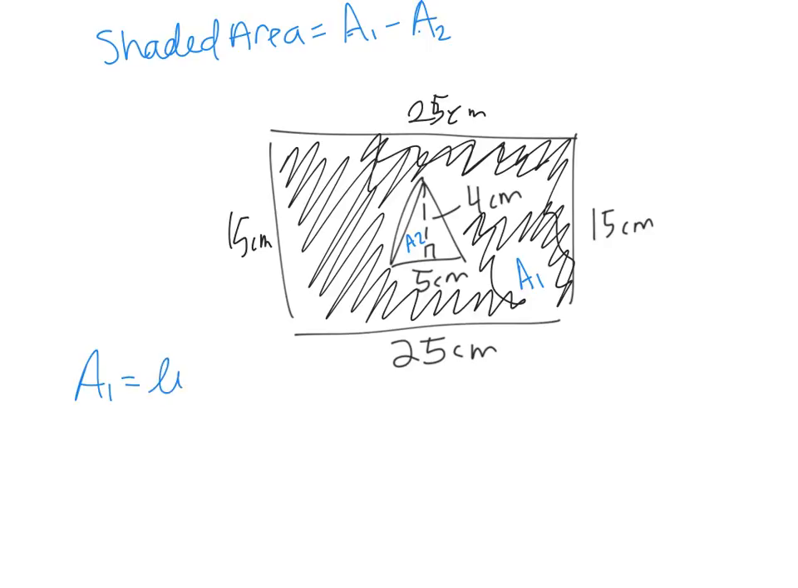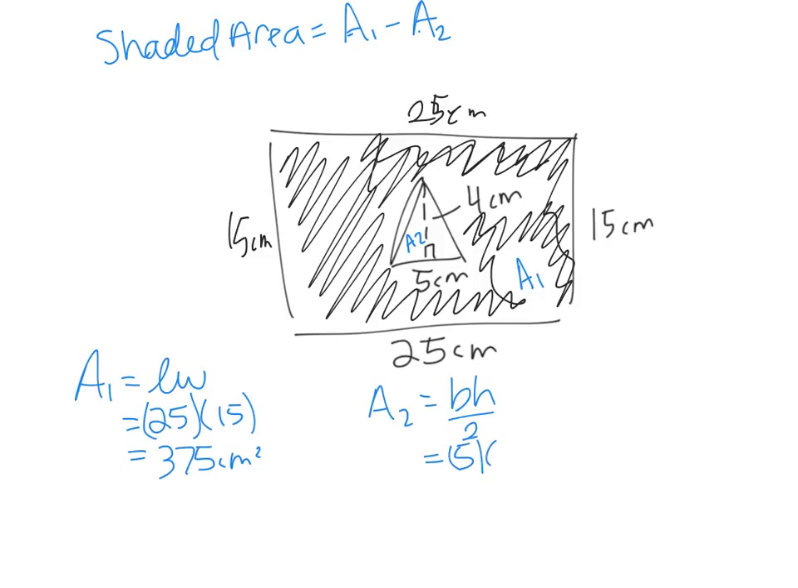A1 equals length times width. A1 equals 25 times 15, and that equals 375 centimeters squared. Then I would need to figure out A2. A2 is base times height divided by 2, and the base is 5, and the height is 4, so I'm substituting here. Then I divide by 2, it's 20 divided by 2, and 20 divided by 2 equals 10 centimeters squared.